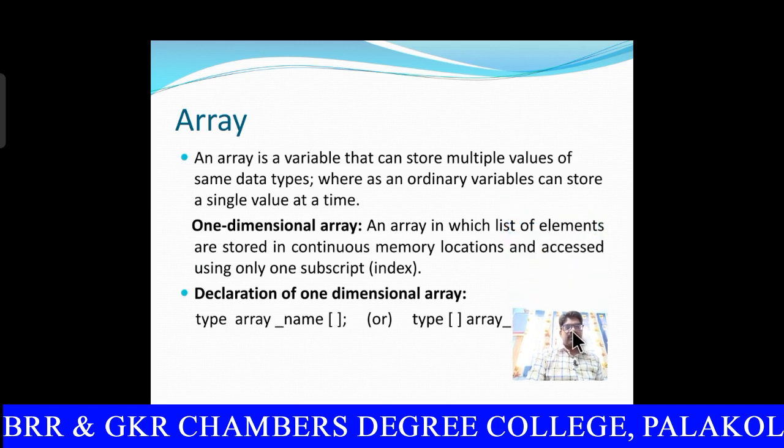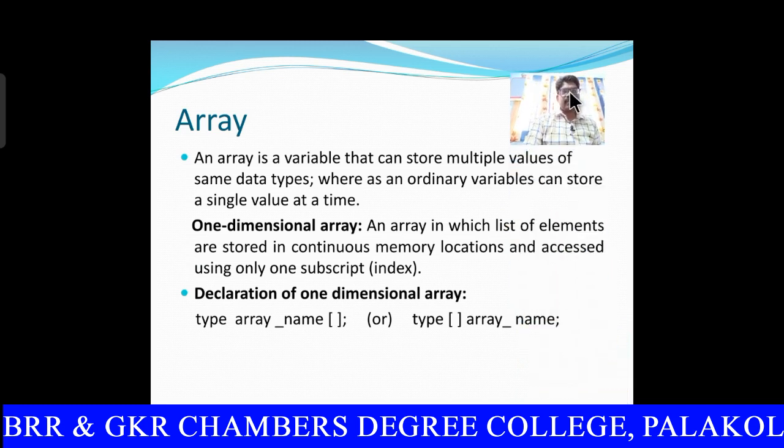Now we are going to discuss arrays. What is the meaning of an array? Already you know an array is a variable that can store multiple values of the same data type. For example, if you are using an int array, all the locations contain integer values. If you are using float, all the locations contain float values. If you are using character, all locations contain character values. That is called an array. So all locations having the same data type, that is called an array.